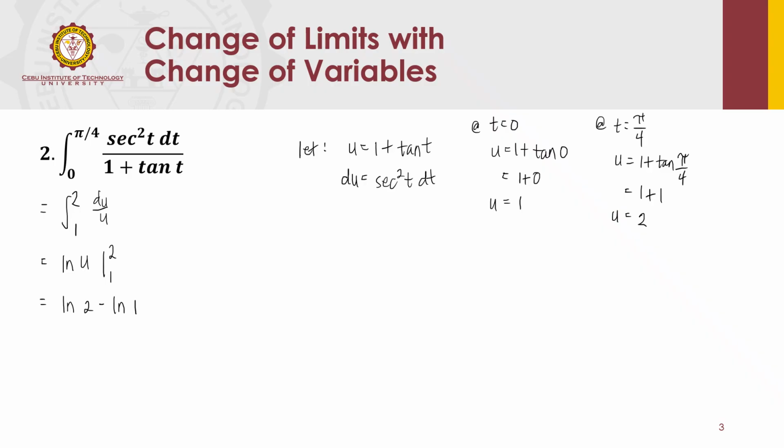ln of 1 is 0, so we just write it as ln of 2. Okay, that's already an exact value. You don't need to transform that into decimal form. It's an irrational number, so the number of decimal places is infinite. So that's ln of 2 minus 0. So let's write the value of ln of 1, which is 0. So the final answer is ln of 2.